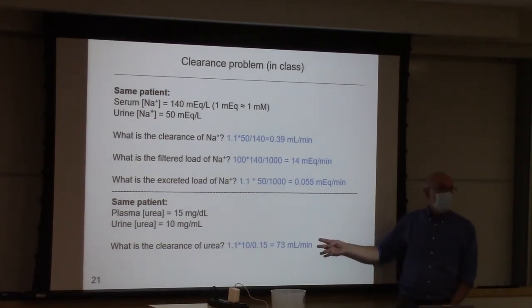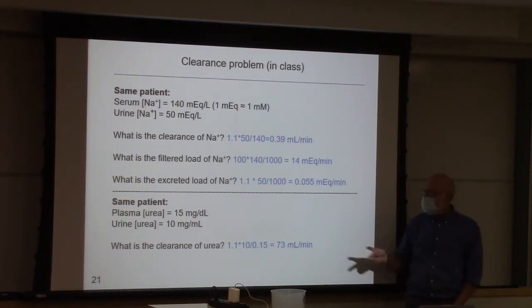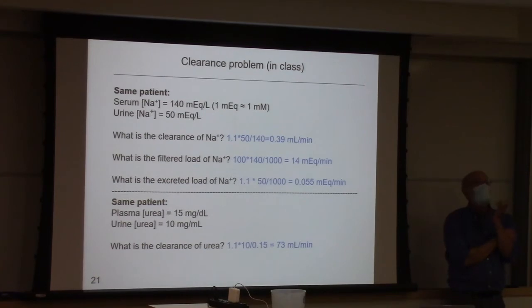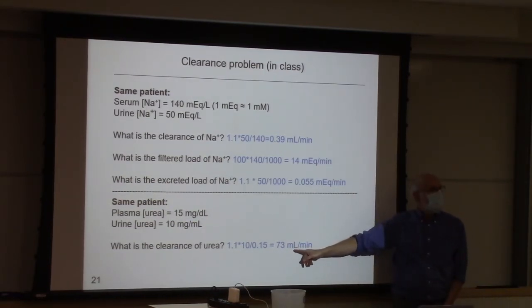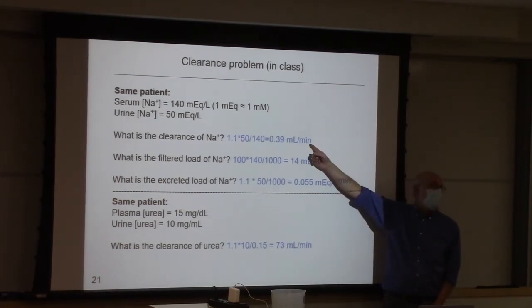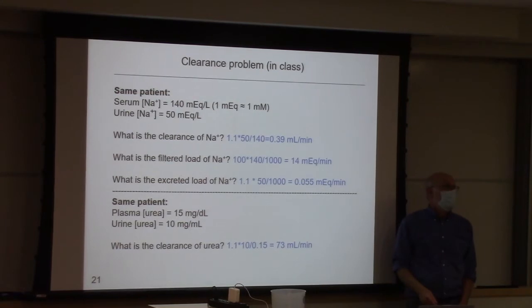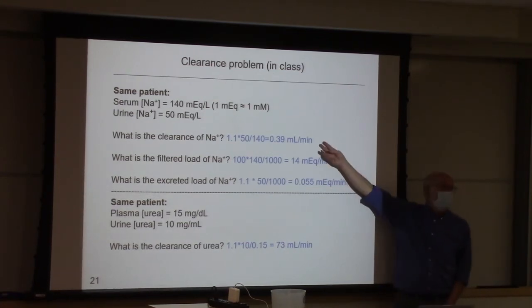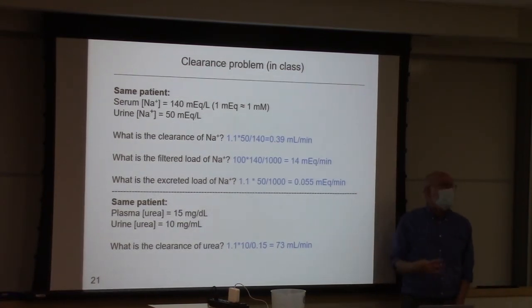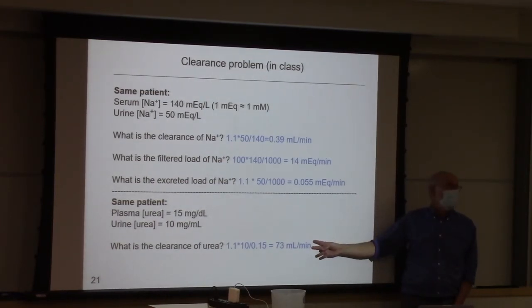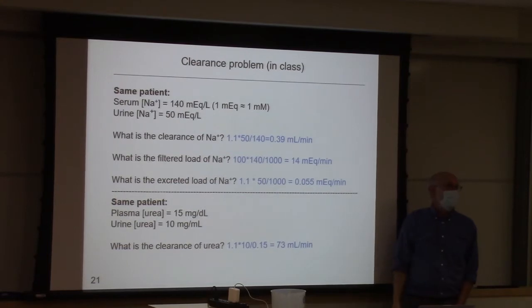So this is the urea number that I got for the clearance. What can you conclude about the clearance of urea compared to the clearance of sodium? What's your observation? Like the urea is basically all excreted. Not all, because the clearance of urea is greater than the clearance of sodium, but it's not the GFR. We reabsorb some of it. We reabsorb a lot less of it than we reabsorb sodium, but we reabsorb some of it. If we didn't reabsorb some of it, then the clearance of urea would be equal to the GFR. But that's almost never the case.